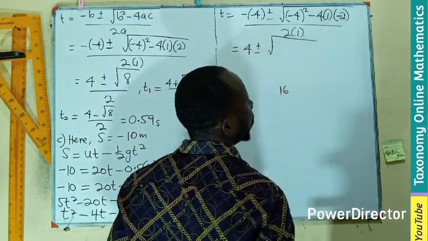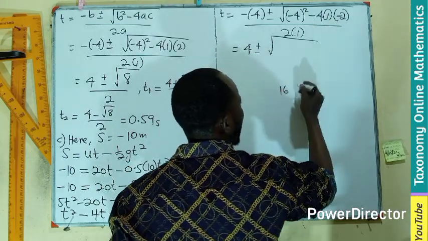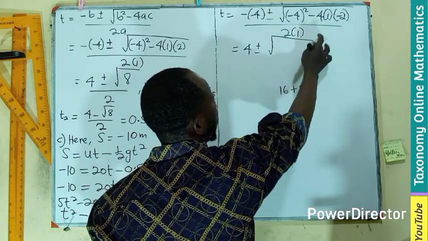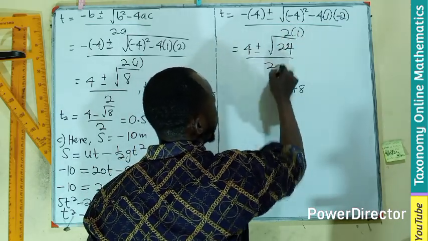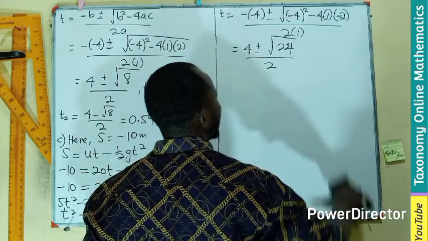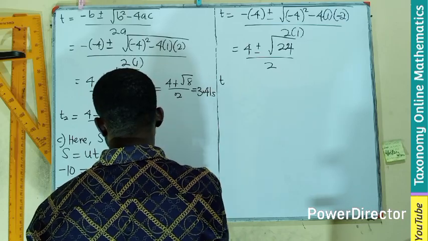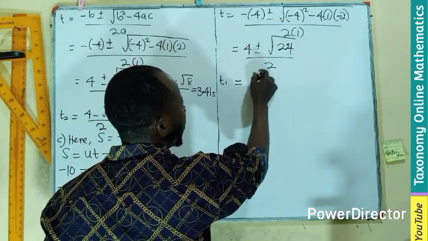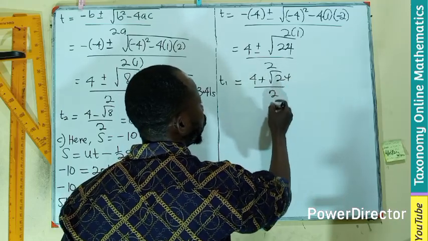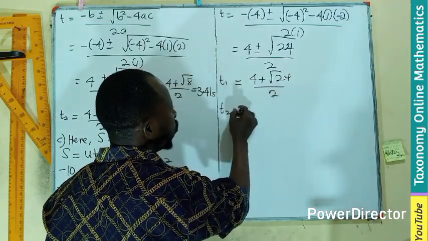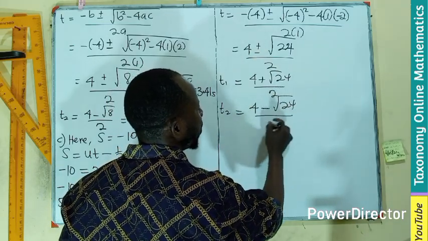This will be multiplied to give you negative 8. So plus 8. That will be 24, right? 24, all divided by 2. So this simply means that the time T1 in the case of question C is going to be 4 plus root 24 divided by 2. Then time 2 will also be 4 minus root of 24 divided by 2.